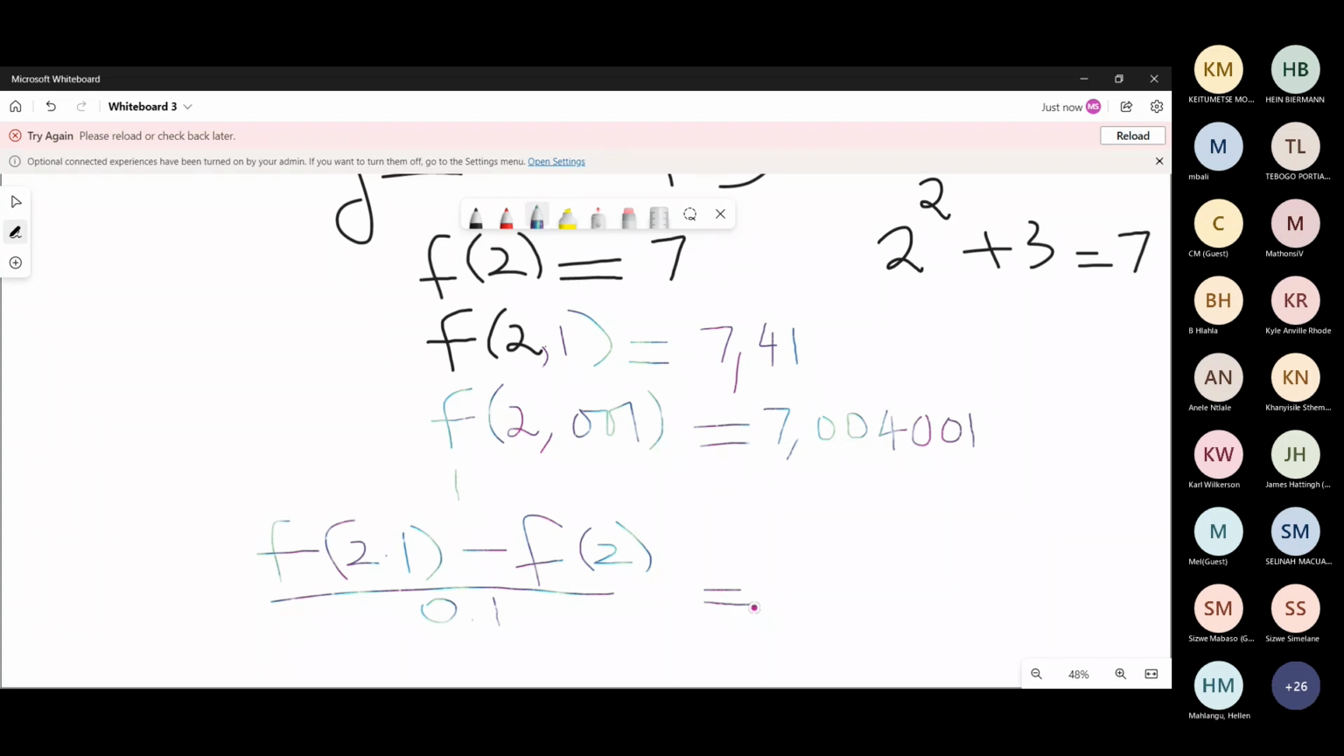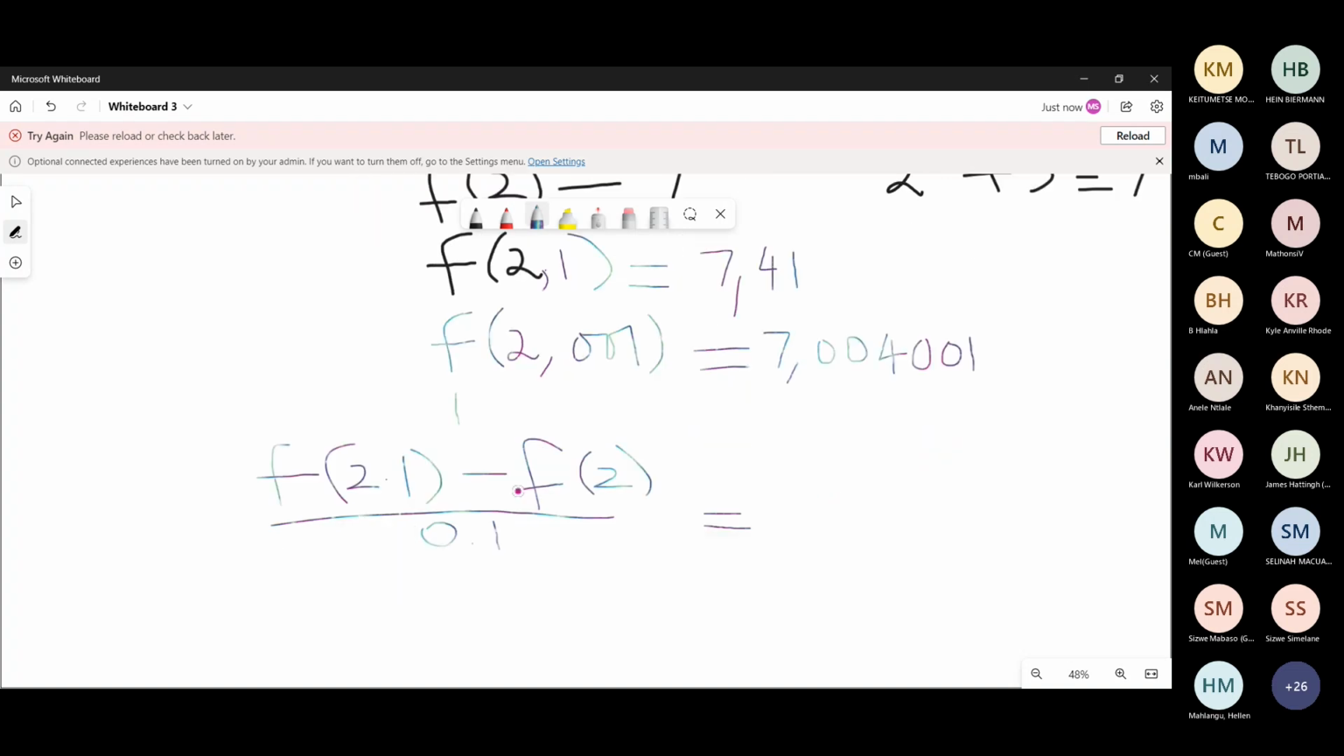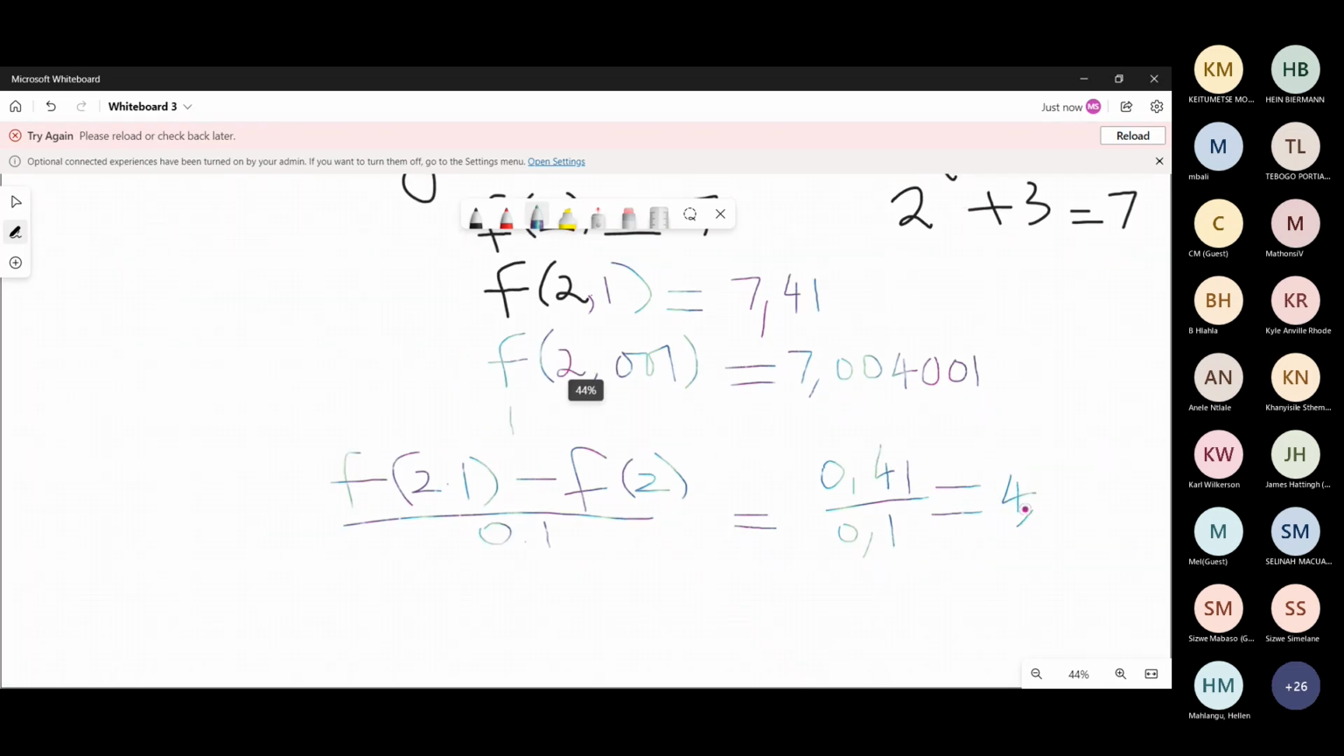Let's find the answer. Here we have 0.41, divided by 0.1. What is the answer, please? I'm sure you have your calculator around. Oh, 4.1. Yes, 4.1. Great. You see, it's close to 4, right?